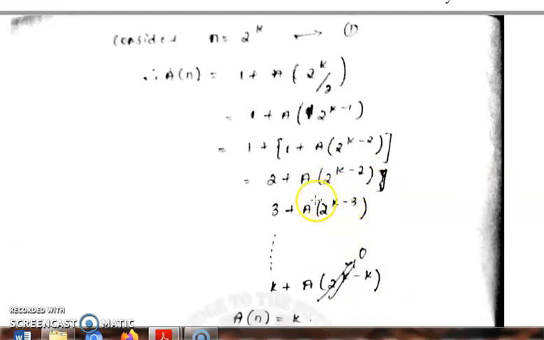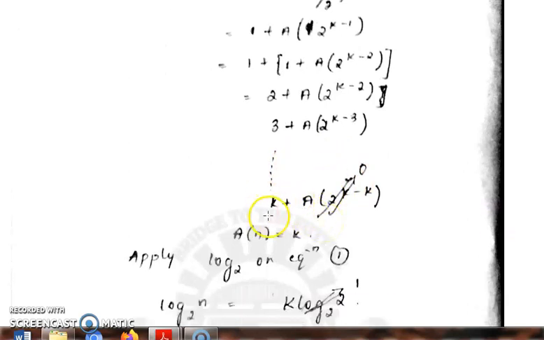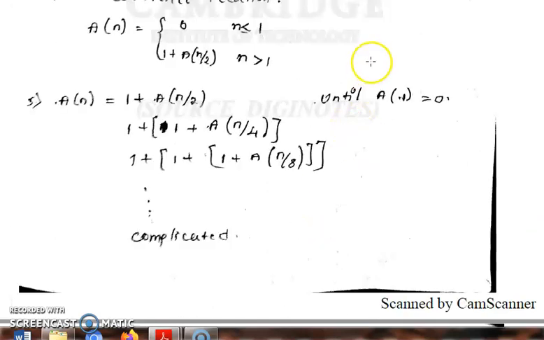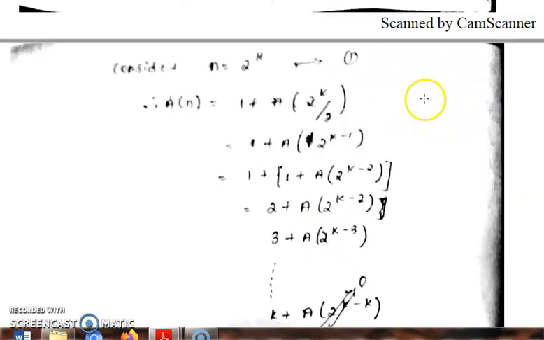So like this, now we are finding a pattern here. So 3 plus a of 2 raised to k minus 3. Next 4 plus a of 2 raised to k minus 4. Like this, it goes on up to k. So last it becomes k plus a of 2 raised to k minus k. So what is k minus k? It is nothing but 0. 2 raised to 0 is nothing but 1. And we already know that a of 1 is nothing but 0, as we know the initial condition a of 1 is nothing but 0. So we can substitute this value. So this whole term becomes 0 and the remaining term here is k.